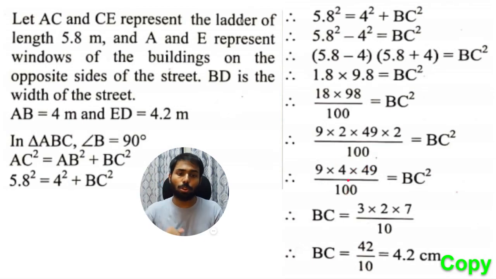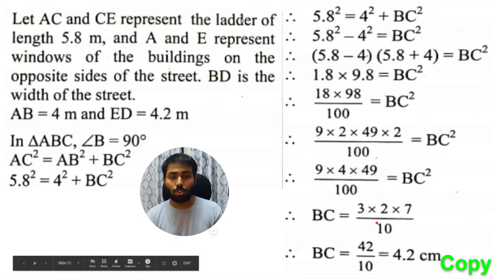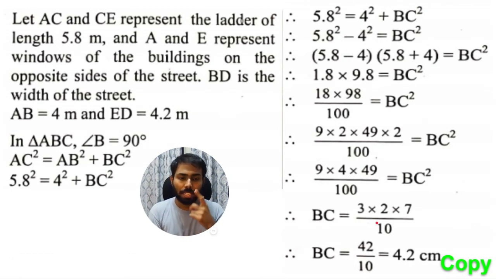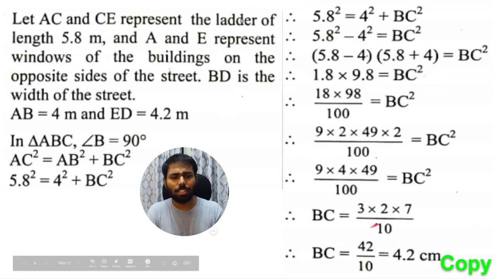So now when I take square root on both sides, what am I going to get? 9 का square root 3, 4 का square root 2, 49 का square root 7, 100 का square root 10. So काफी easily और काफी quickly I've got the answer for my BC, right? What I'll do next is 3 2s are 6, 6 7s are 42, 42 divided by 10 will be 4.2, right?